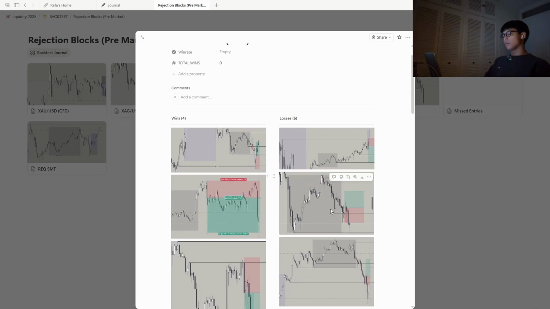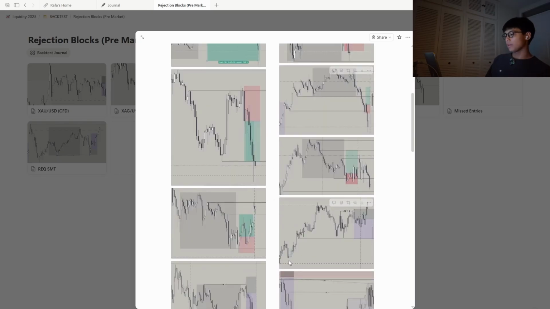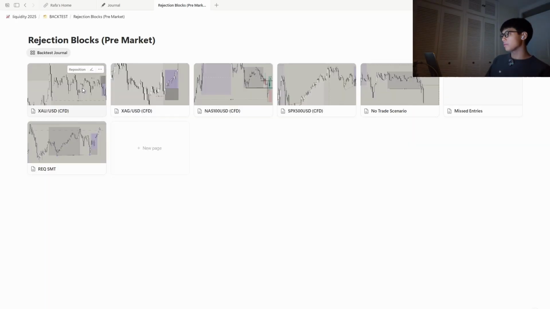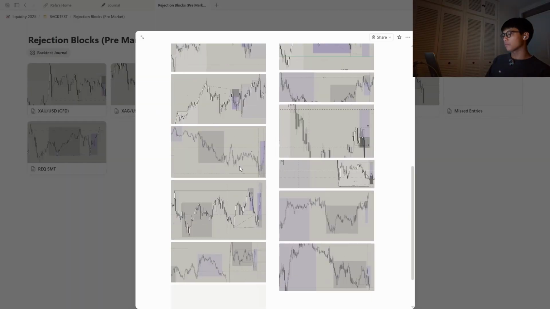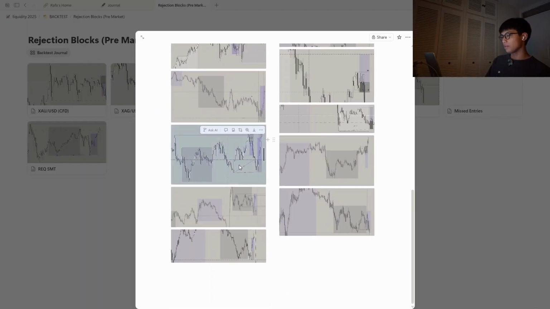So this one, usually I aim for at least a 1-to-1, but sometimes I get really good draw on liquidity for the risk to reward. For example, on gold, it's been quite good sometimes. For example, here, as you can see, 1, 2, 3, 4. That's like at least 3R, something like that, and 2Rs here on the win side.